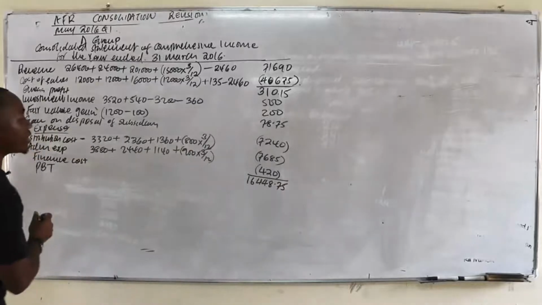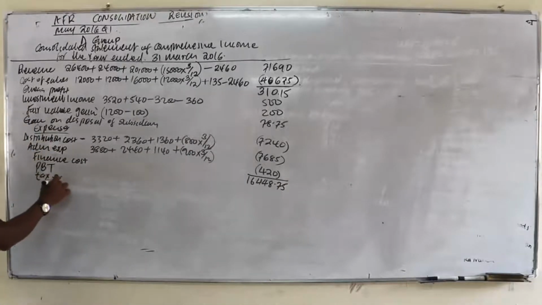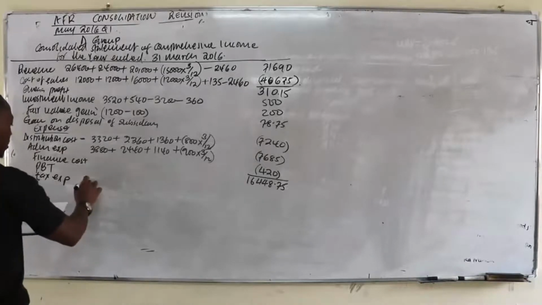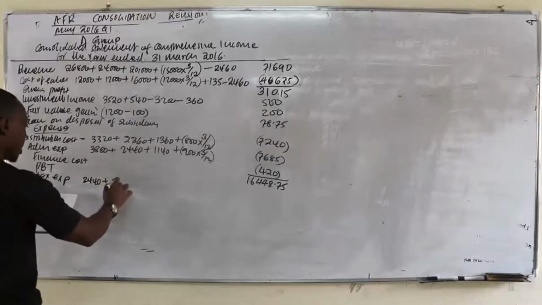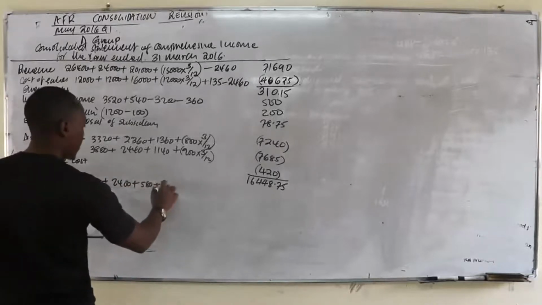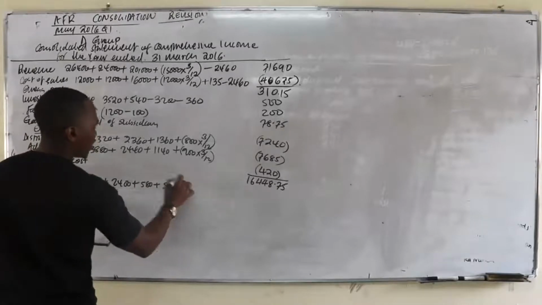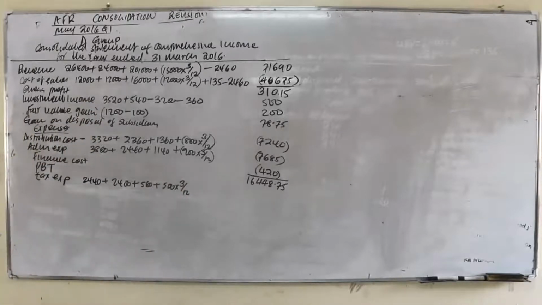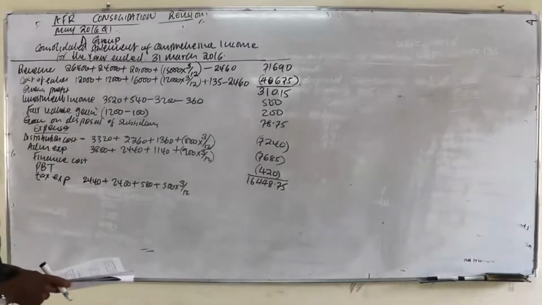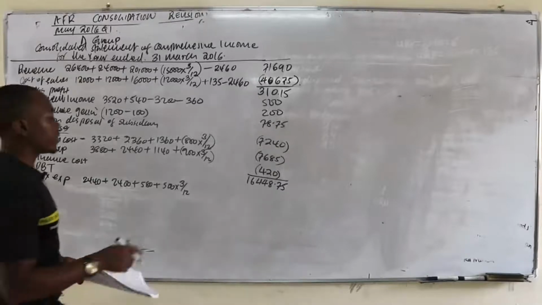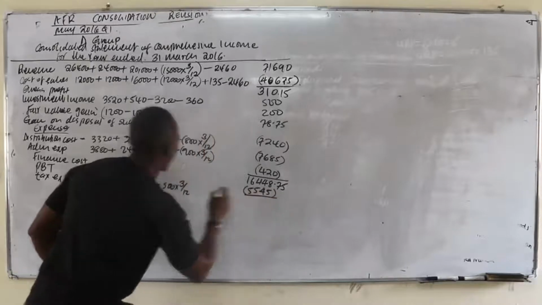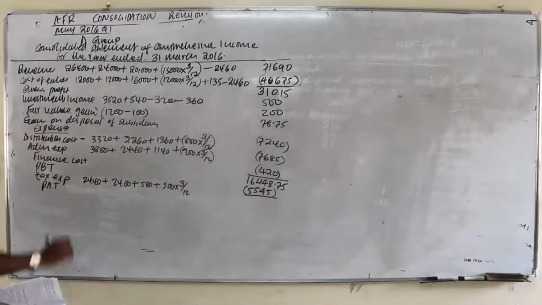448.75. Once you have the profit before tax, you deduct your tax expense. How much was the tax expense? 2440, you add 2400, you add 580, then you add 500 times 3/12. What do you get? 55, 45. Now give me the profit after tax.